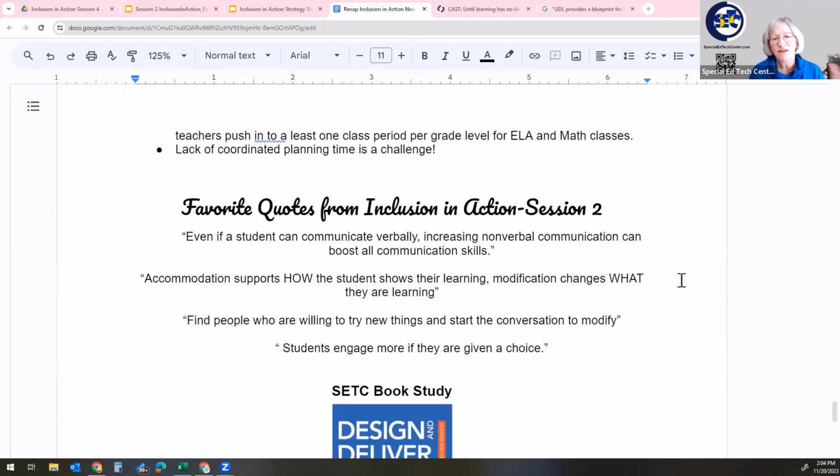And then just as a couple of favorite quotes from the session, we just wanted to highlight some of those. Even if a student can communicate verbally, increasing nonverbal communication can boost all communication skills. Accommodations support how the students show their learning. Modifications change what they are learning. And then find people who are willing to try new things and start the conversation to modify. And then once again, students engage more if they are given a choice.